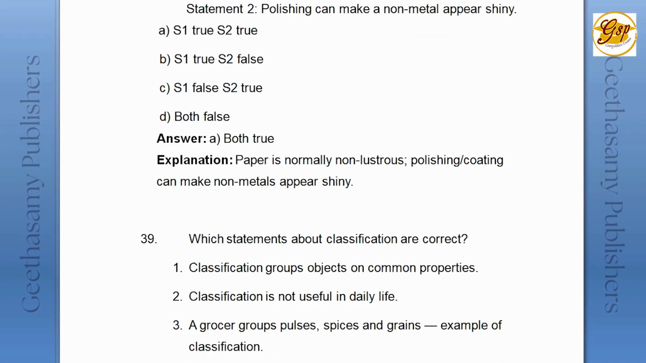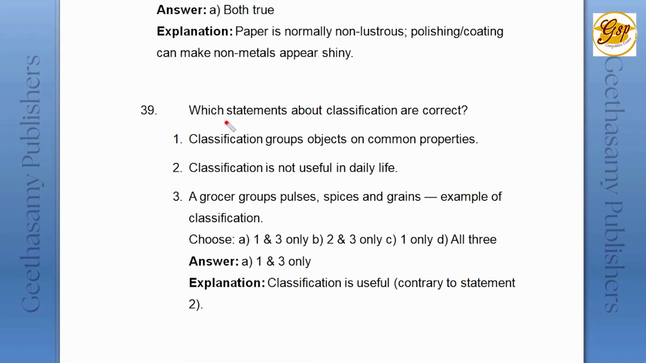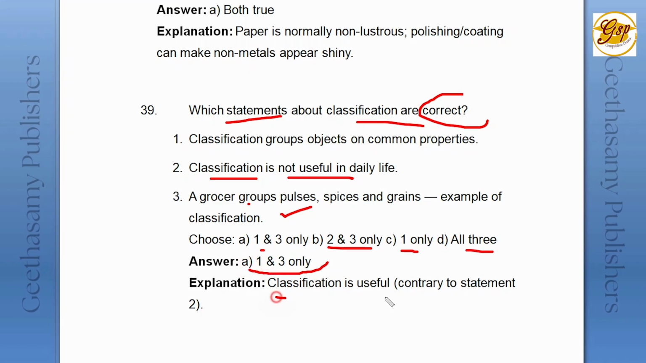Fine. And 39th question. Which statements about classification are correct? 1, classification groups objects by common properties. 2, classification is not useful in daily life. 3, a grocer groups pulses, spices, grains, an example of classification. 1 and 2 only, 1 and 3 only, 2 and 3 only, 1 only, all 3. The correct answer is 1 and 3 only. Classification is useful, contrary to statement 2, right?